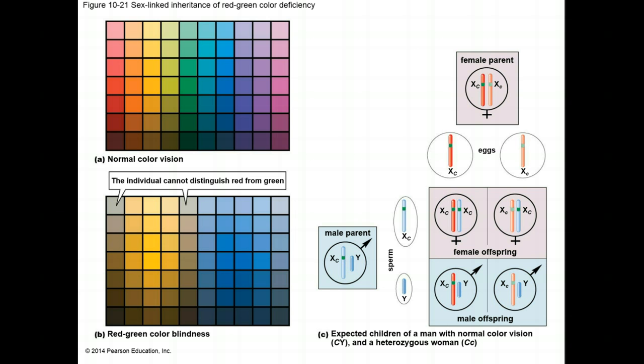Not being able to distinguish the color red from the color green is a form of colorblindness that is sex-linked. The colorblindness gene is recessive and located on the X chromosome. This slide shows you a color pattern that someone with normal color vision would see, and then how this same pattern would look to someone who has red-green colorblindness.